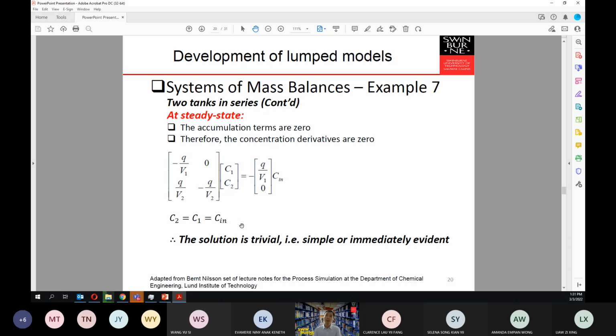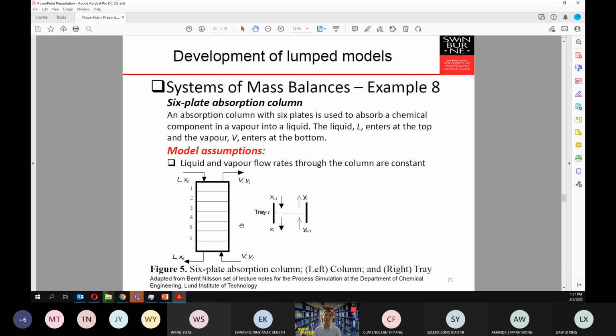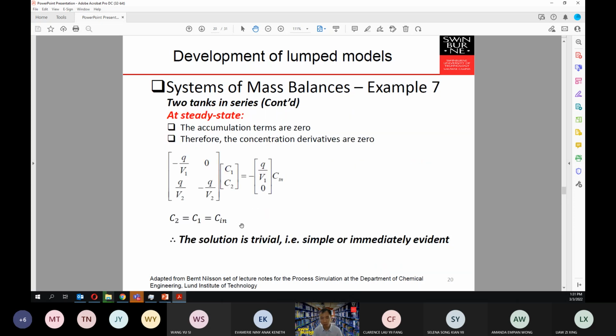Okay. Now I think I will let the other 11 slides be discussed next week. I don't want to go into that, but rather I want to talk a little bit about the role of process modeling in real industrial applications or in research.